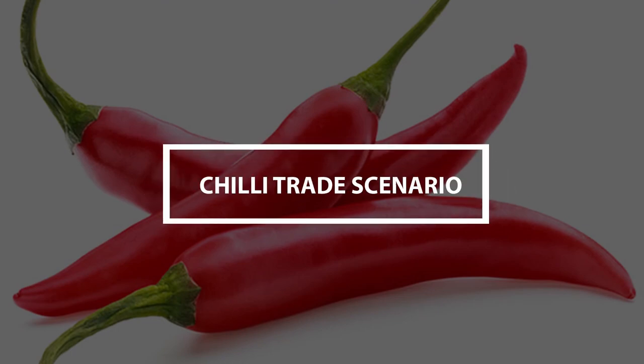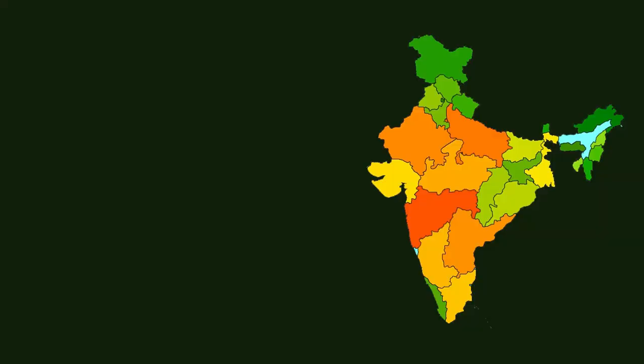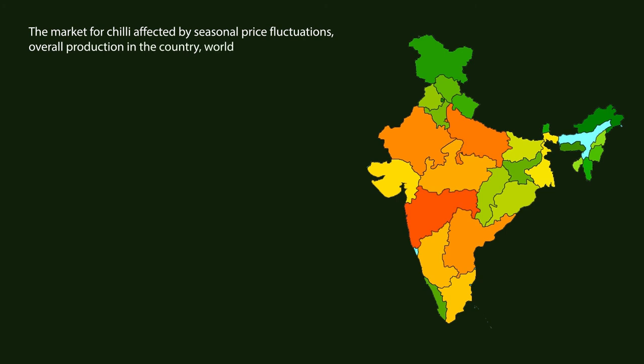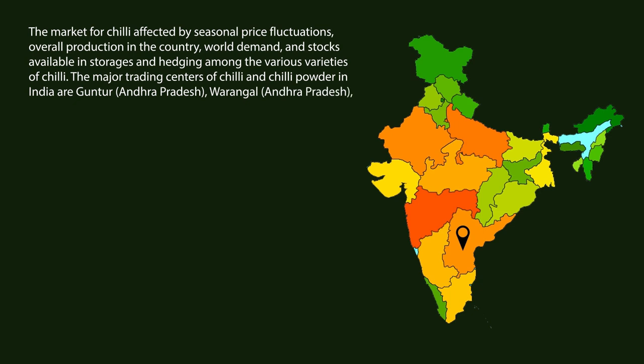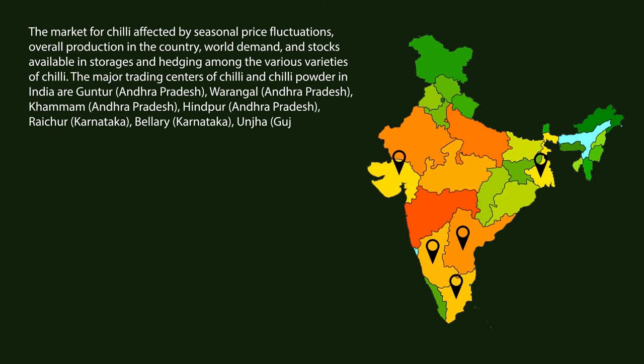Chilli trade scenario. The market for chilli is affected by seasonal price fluctuations, overall production in the country, world demand, and stocks available in the storages and hedgings among the various varieties of chilies. The major trading centers of chilli and chilli powder in India are Guntur, Warangal, Khammam, Hindpur, all in Andhra Pradesh, Raichur, Bellary in Karnataka, Ujha in Gujarat, Chennai, Kolkata, Mumbai, Delhi, Ahmedabad, and Nagpur.